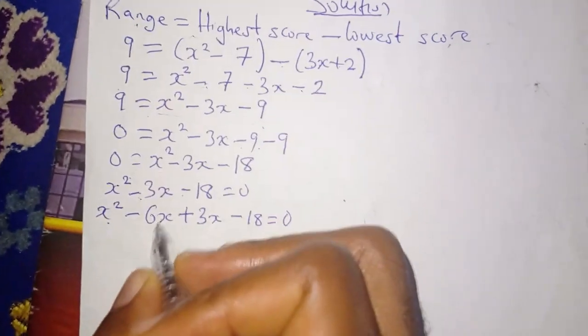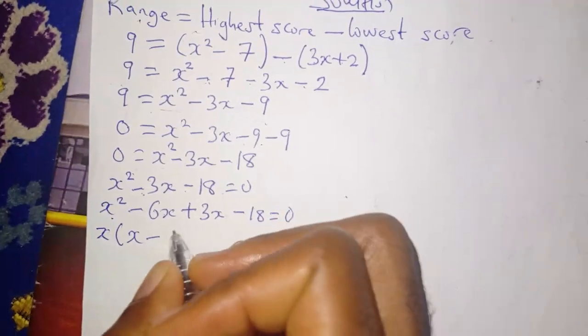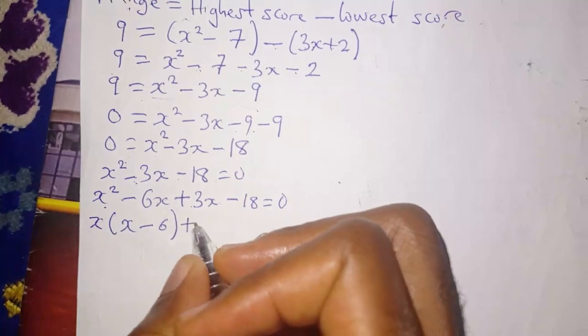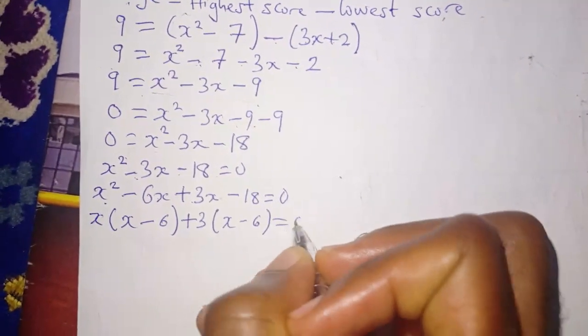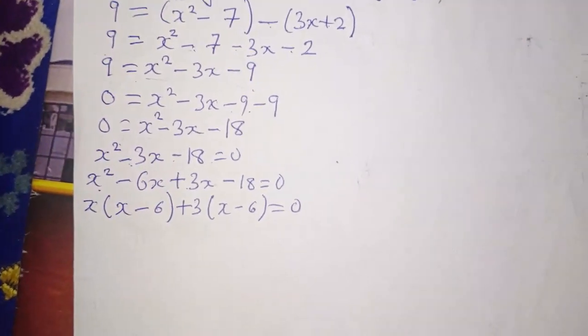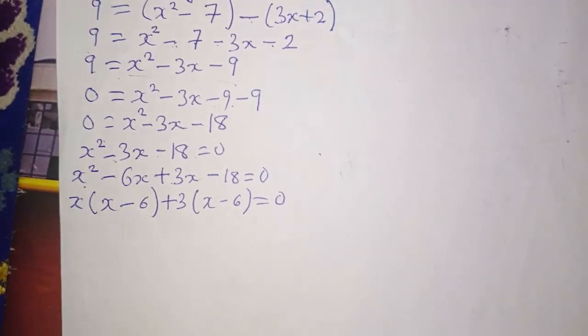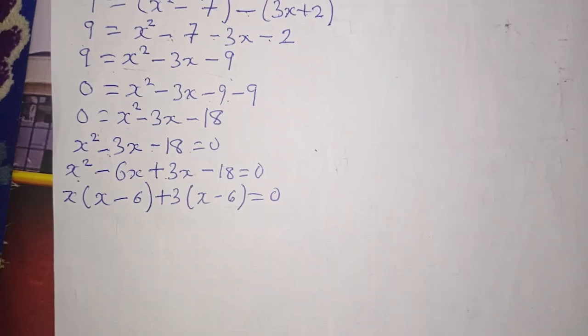Then from there, x is common to the first two terms. We bring x out, x into brackets x minus 6. Then plus 3 is common to the other two, bring plus 3 out, plus 3 into x minus 6 equals 0. Again, if you have difficulty understanding this, please refer to number 1 or number 2 question where I explained how to solve quadratic equations using the factorization method.